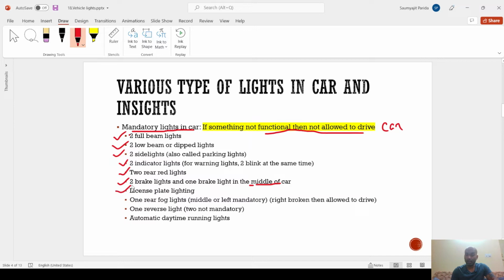License plate lighting, one rear fog light, not two. This is very important to understand. One rear fog light, one reverse light, not two. Two is not mandatory. Sometimes the question could be asked: if one reverse light is not working, are you allowed to drive or not? It is yes. And automatic daytime running lights. So these are the mandatory things required in the car for the topic of lighting.